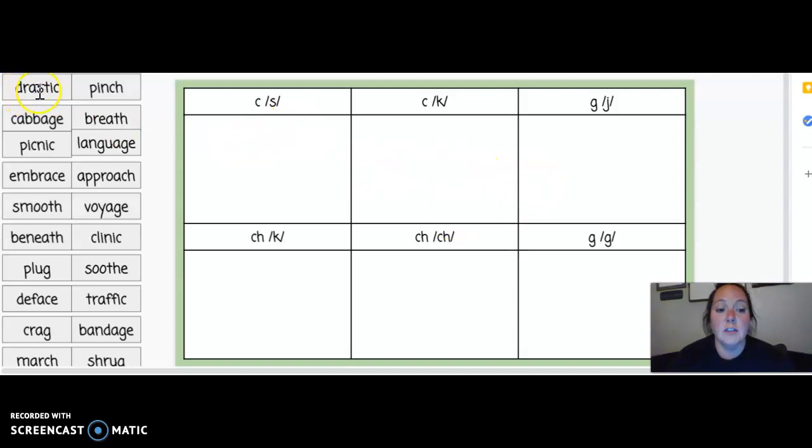The first word is drastic. Our end sound is the C, so it either is going to make the S sound or the K sound. Drastic makes K, so we're going to move it to this box. And then you will read all of the words in the list and move them to the correct boxes. Submit on Schoology when finished.